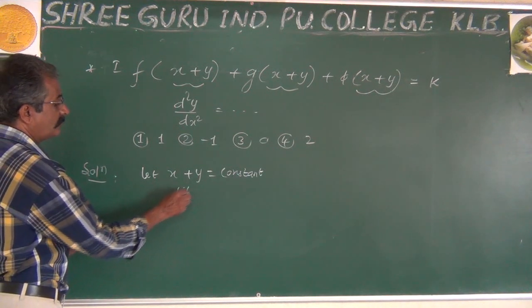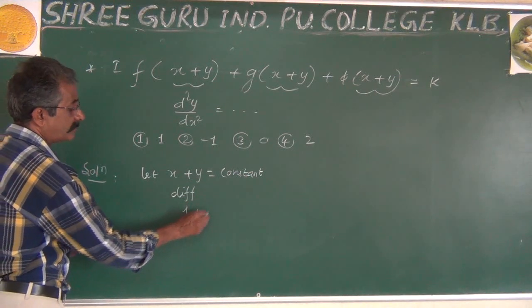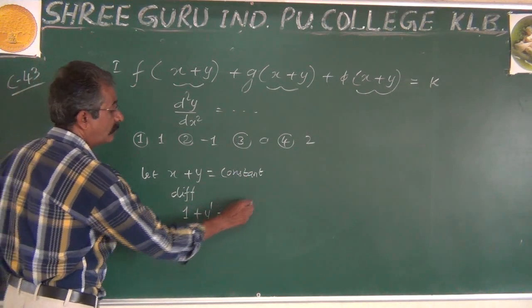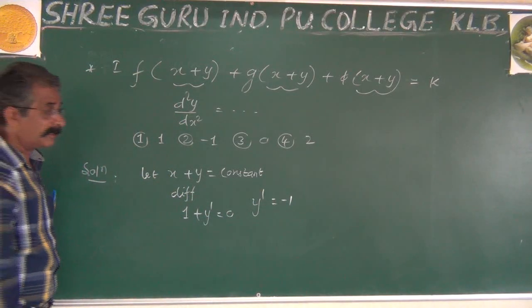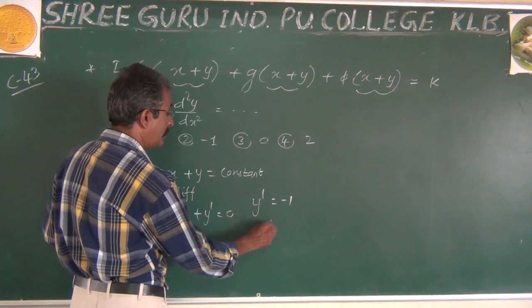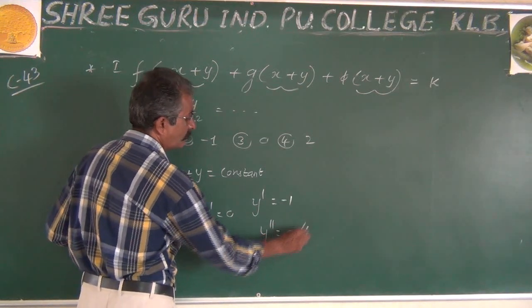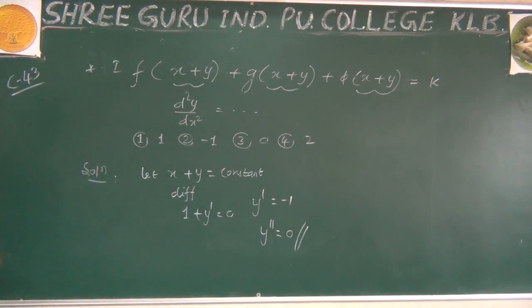Differentiate: 1 plus y dash equals 0, or y dash equals minus 1. Again differentiate, y double dash will be equal to 0. Okay, students, like this. Any other questions?